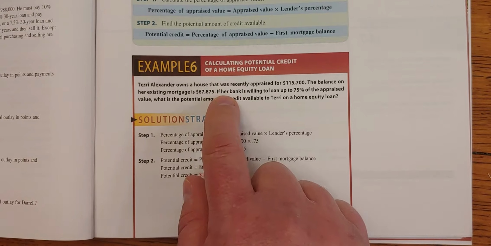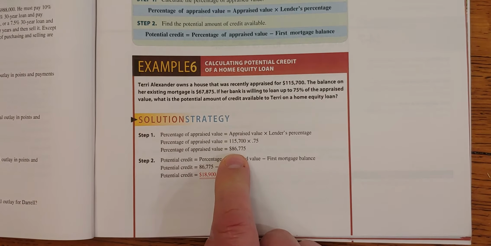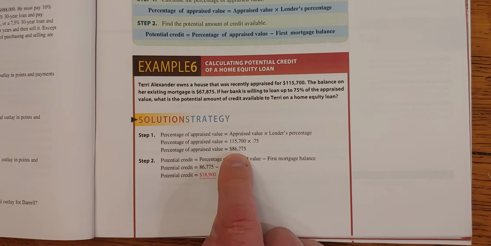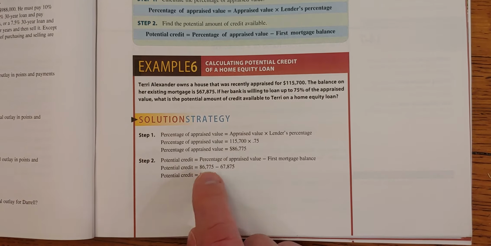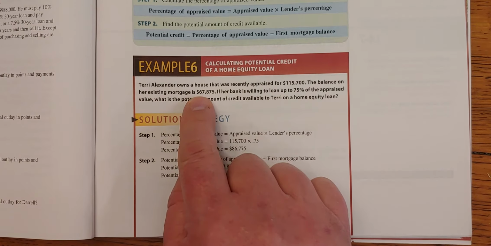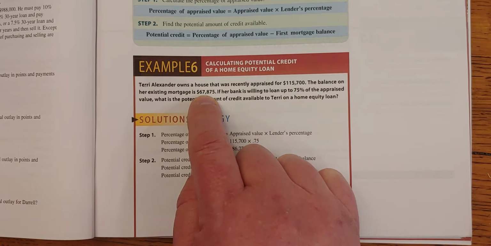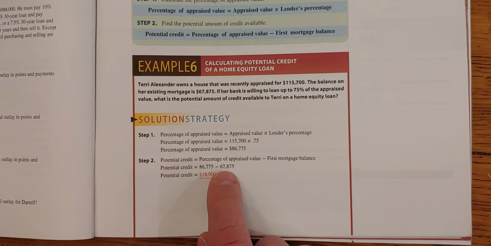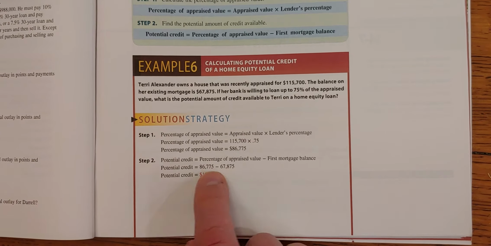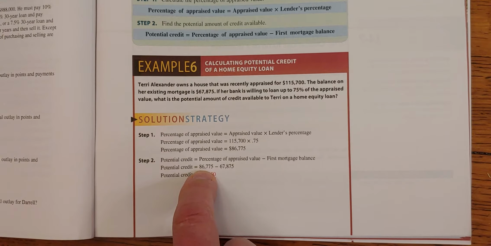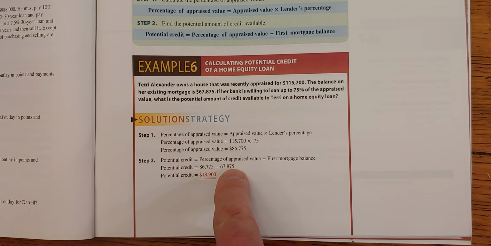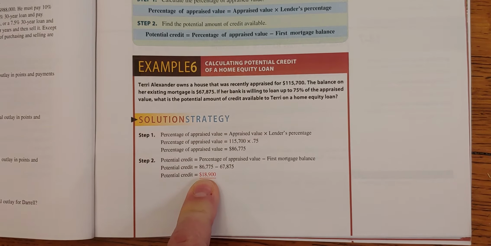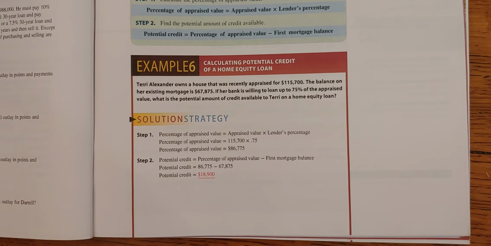If we want to know what the line of credit is, if they're willing to lend her $86,775 based off of the value of her home, then to find out what is available to her, she still owes $67,875 on the house. So if we subtract what she still owes, because that is not equity in the home yet, somebody else is owed that money, then we need to take the percentage of the appraised value, $86,775, and subtract what's still owed. So that would leave $18,900.